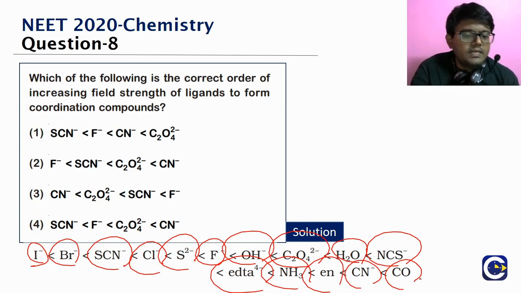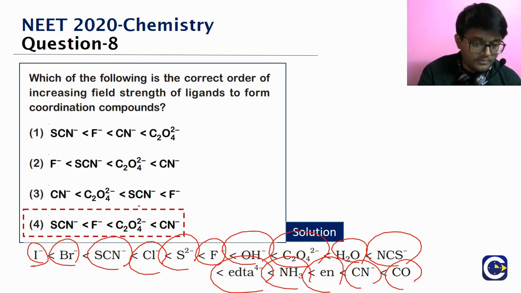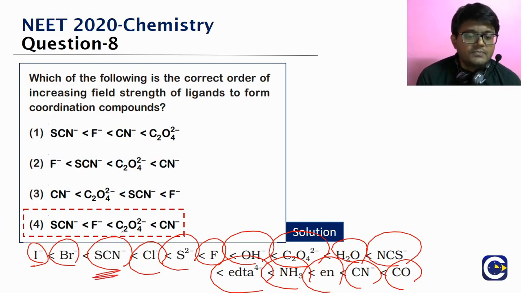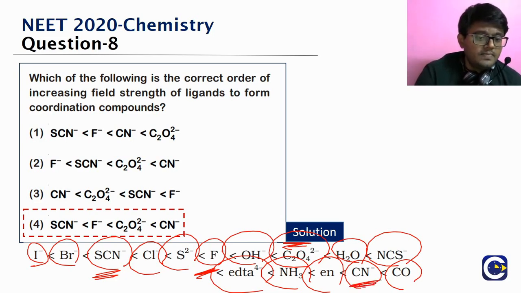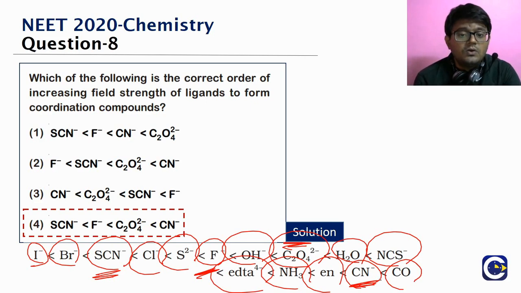So look at this. What is the appropriate order? Here we see it is option 4. So SCN minus will be less than F minus, will be less than C2O4 2 minus oxalate, will be less than Cl minus. So this is the field strength order. Sometimes with these kinds of questions, those who are able to remember this will just get the marks like that.